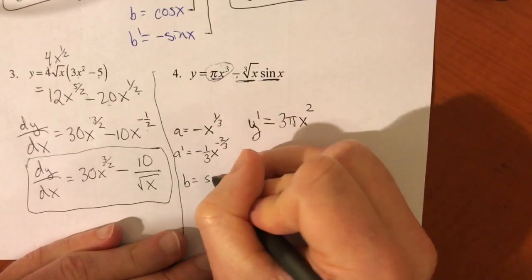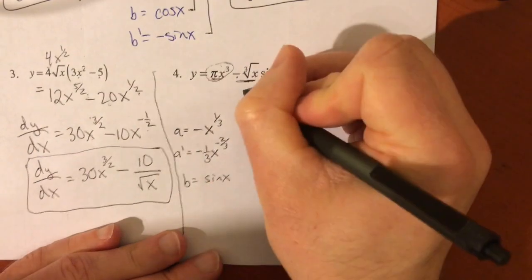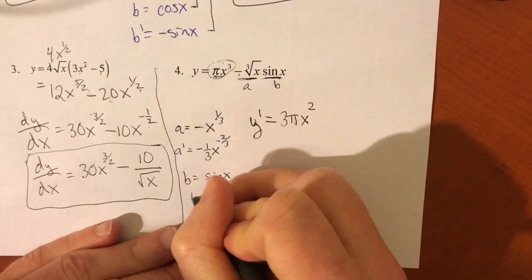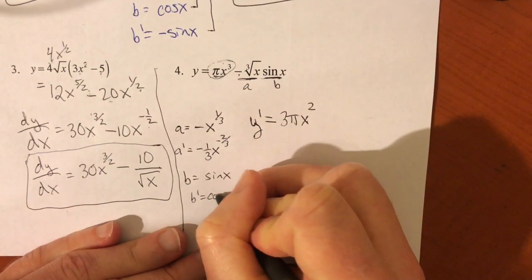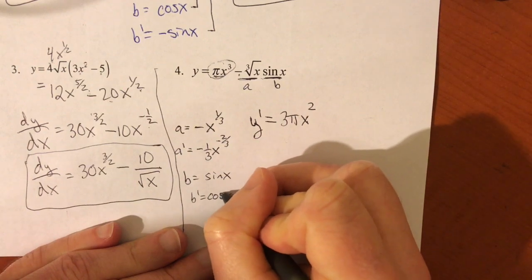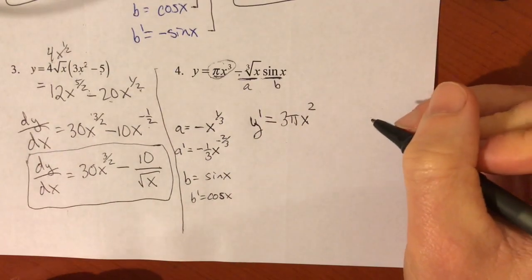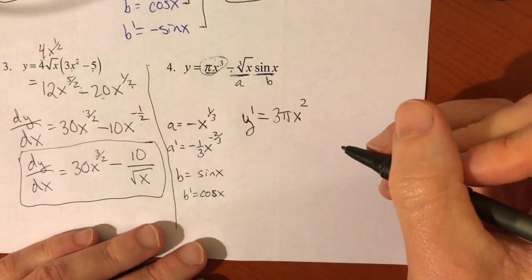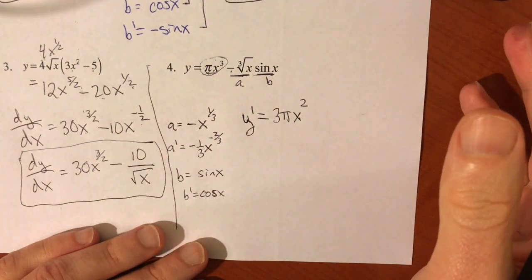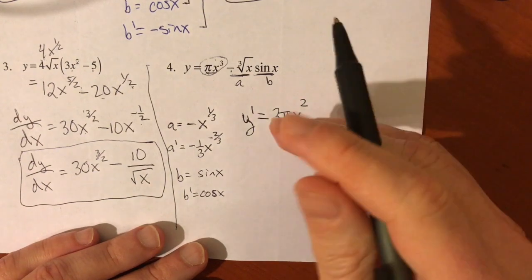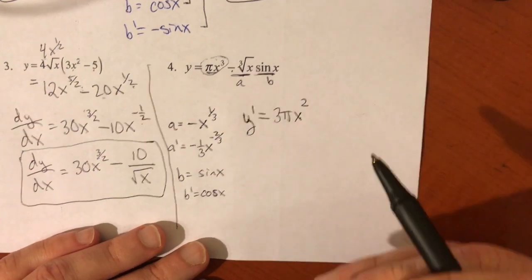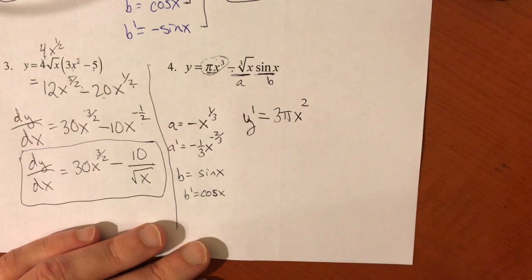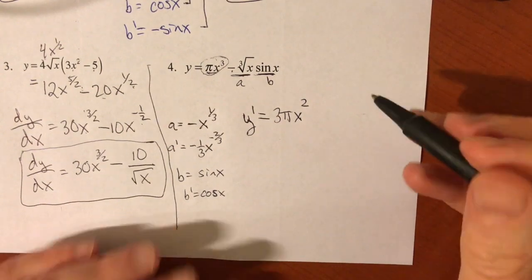B is the other function, and that's sine of x, right? This was a, this was b. And b prime, derivative of sine, is cosine. If you haven't made that connection, only when you take the derivative of cosine do you get negative. And that's actually going to be a helpful trig rule when you learn all the other trig functions. When you take the derivative of any co-function, the derivative is negative whatever the rule is.